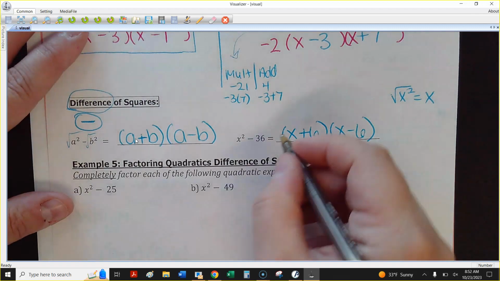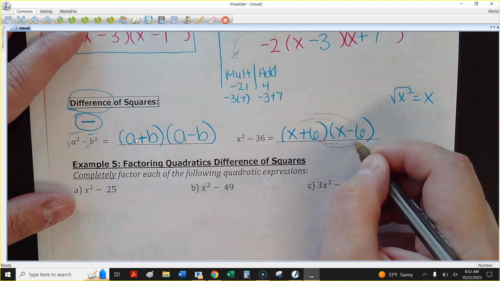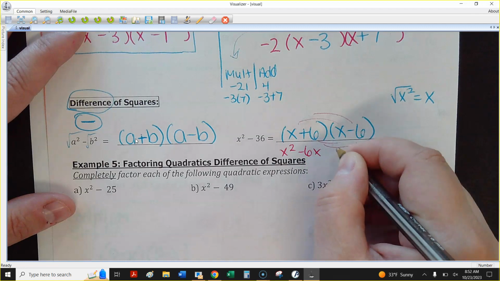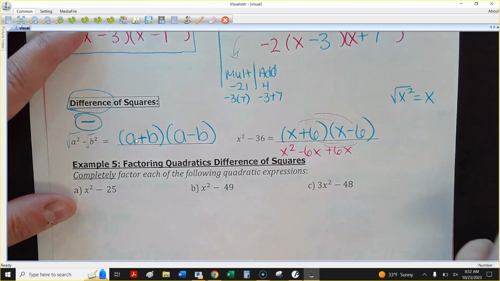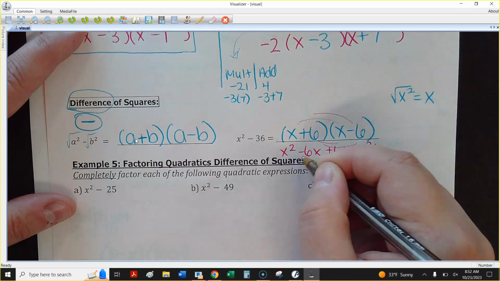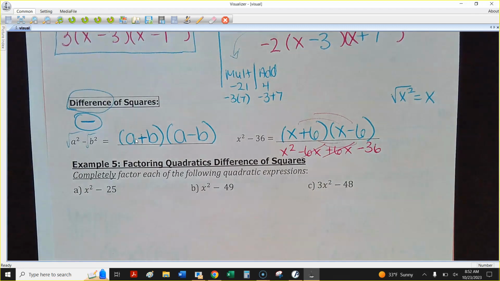If I were to FOIL this back out, this would be x squared, minus 6x, then a plus 6x, and then 6 times negative 6 would be negative 36. That's going to cancel the middle term, and it's just going to leave you with x squared minus 36. I know that's what we started out with. We're just trying to put it in factored form.